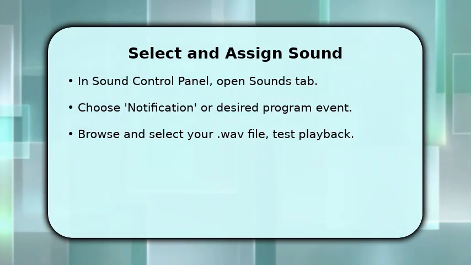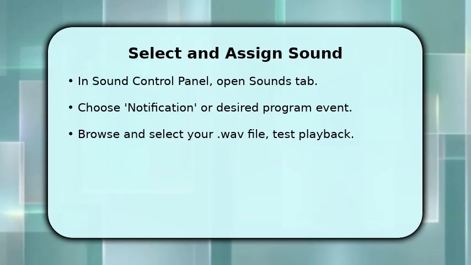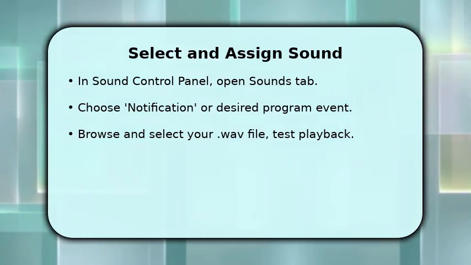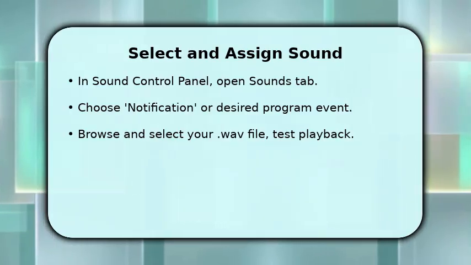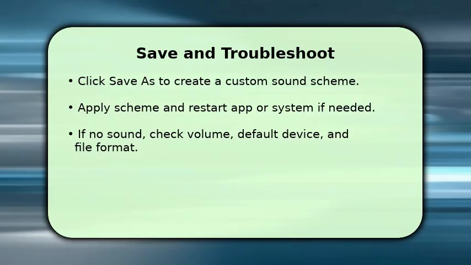Click Browse, navigate to your prepared WAV and select it. Make sure the sample plays cleanly. If it doesn't, convert to 16-bit 44.1K HC WAV. When you hear the preview, click Apply to hold the change temporarily. Finish by saving your changes.